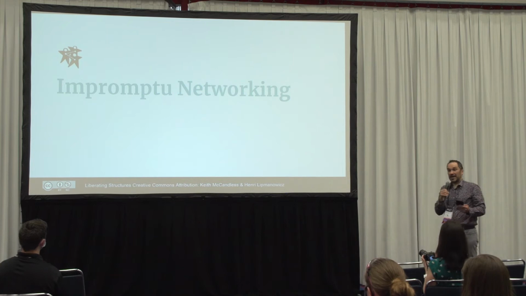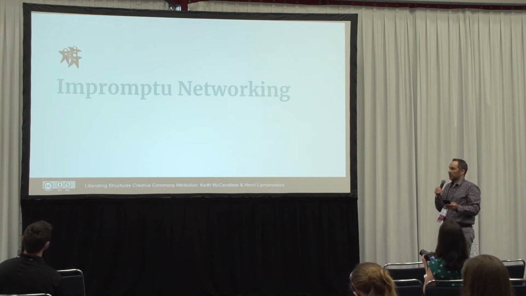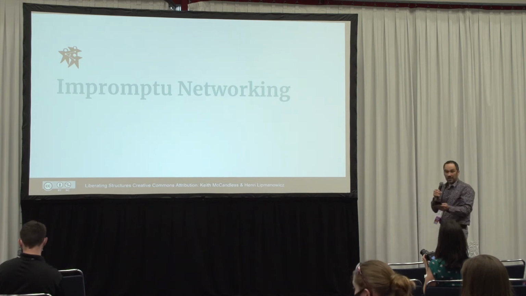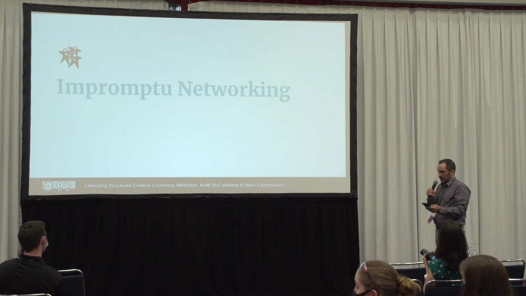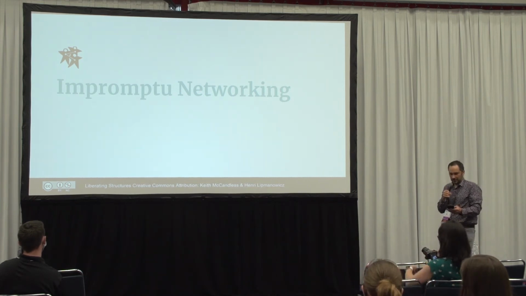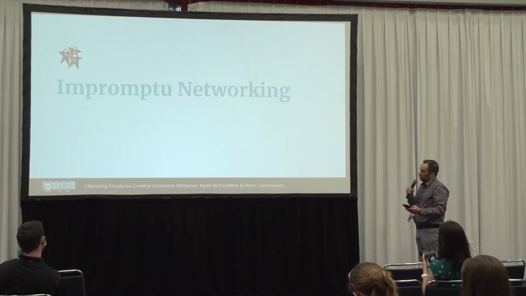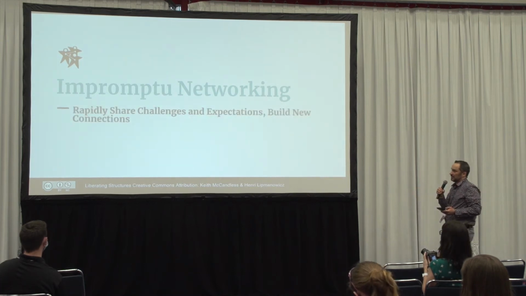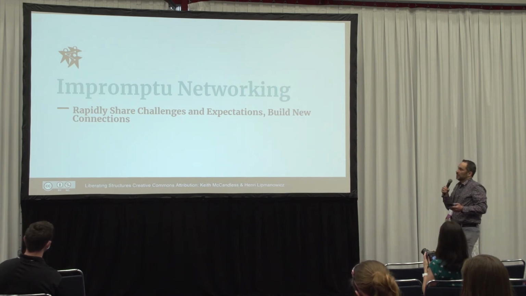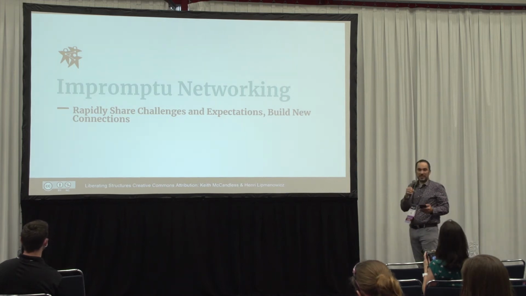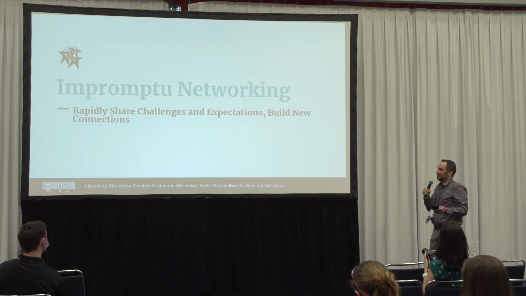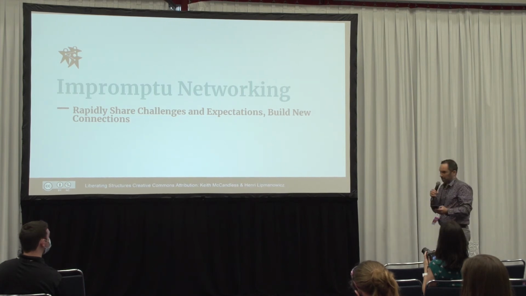The first activity we're going to do is part of the suite of facilitation techniques that we have, and I'll be giving out a handout at the end for. This activity is called Impromptu Networking, and you can use it as an icebreaker, as an opener to your activities. Every activity has a purpose. The purpose of this activity is to rapidly share challenges and expectations and build new connections. So if that's your purpose, then this is the activity to use with the people that you work with.